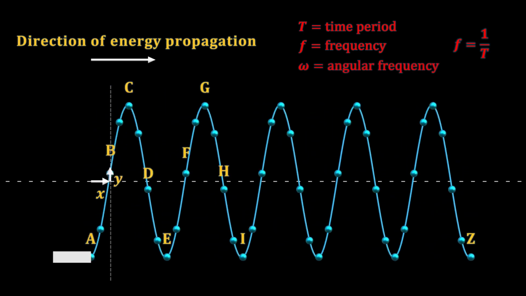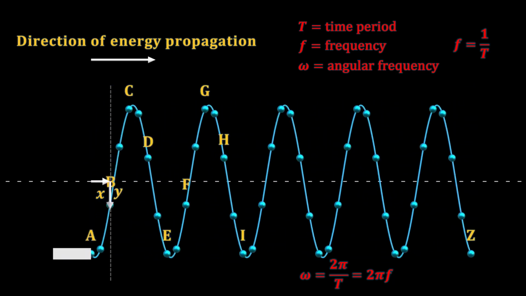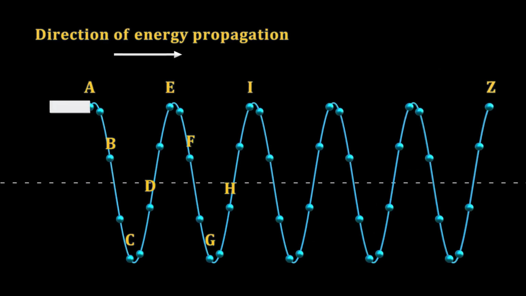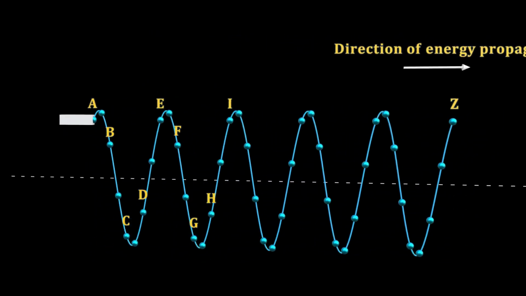The angular frequency omega is then defined as omega equals 2 pi over capital T, which can also be written as 2 pi f. And remember, the unit of angular frequency is rad per second. Now let us find out how we can calculate the speed of a wave.